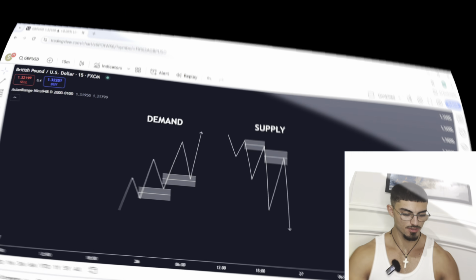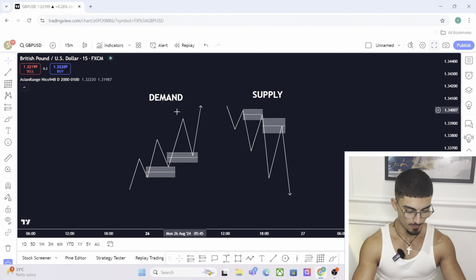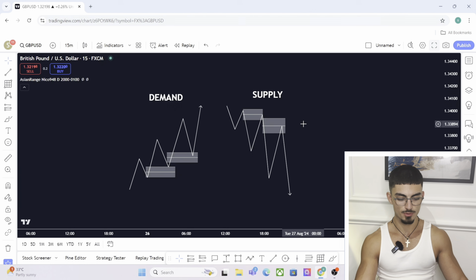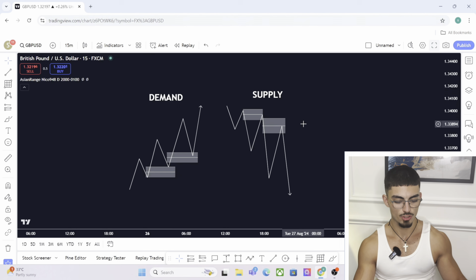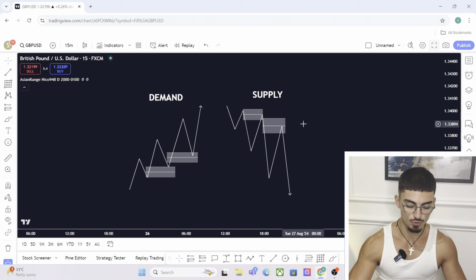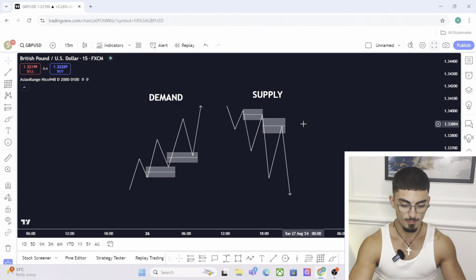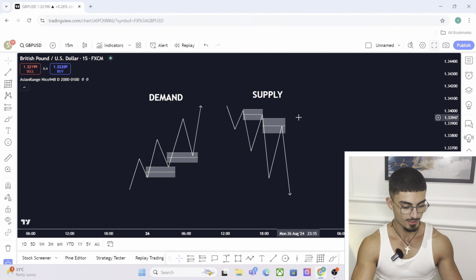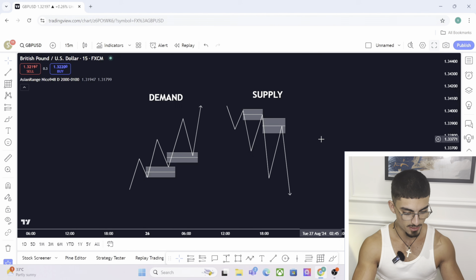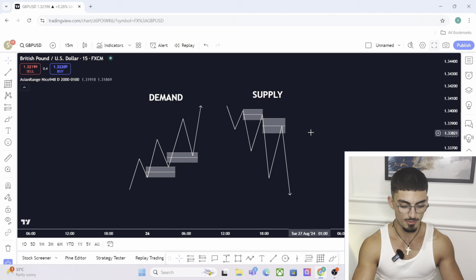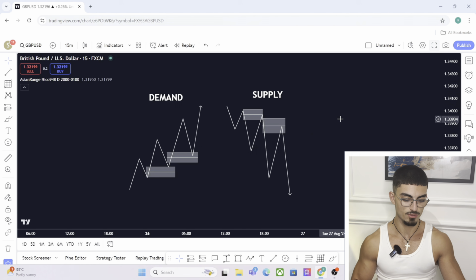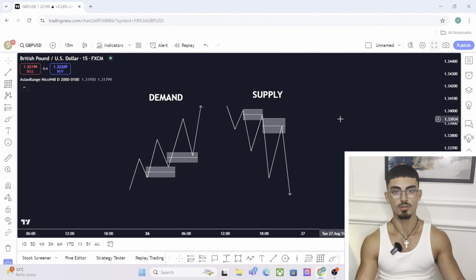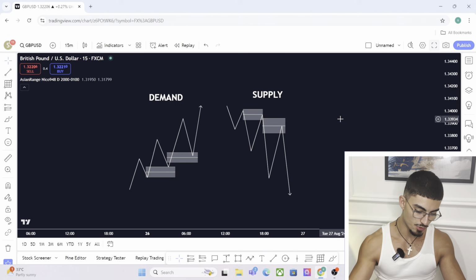Okay guys, so as you can see on my chart right here, this is demand on the left and this is supply on the right. Now, when it comes to drawing supply and demand zones, you want to keep it super simple. Stop trying to overcomplicate it. Stop making it more difficult for yourself to learn how to trade, okay? Because that is a big problem with traders when they're starting out, is they try and overcomplicate it so much because they want it to be perfect. They want the understanding to be so good.